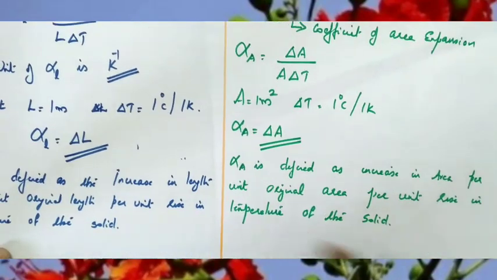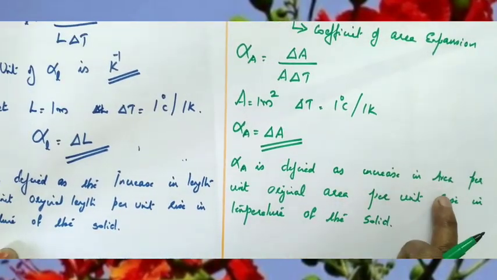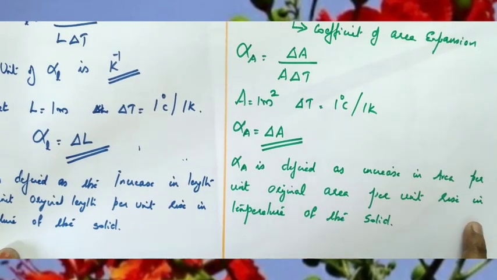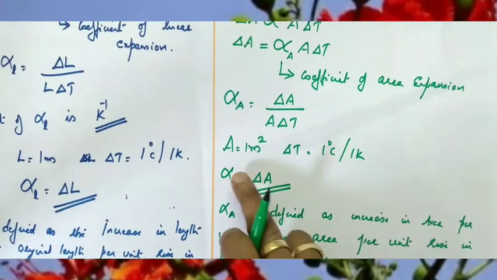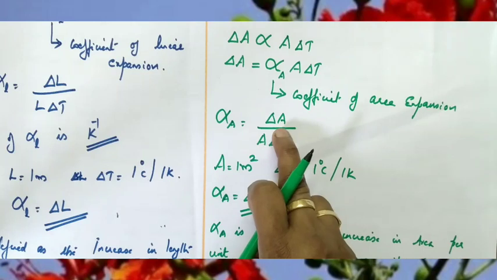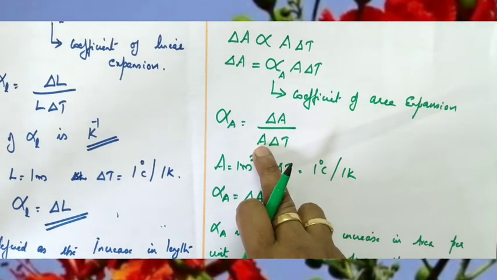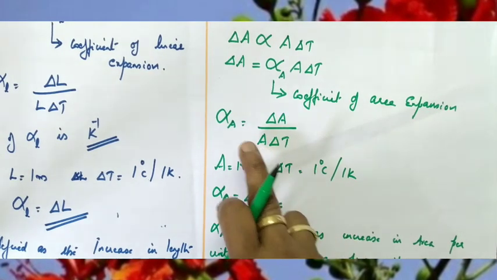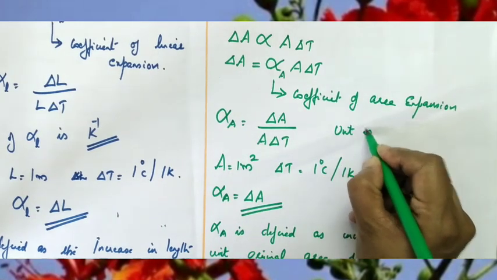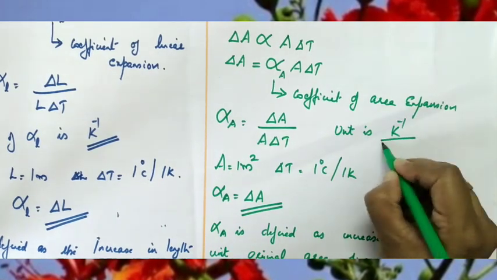Hence the coefficient of area expansion is defined as the increase in area per unit original area per unit rise in temperature. Clear? Now what is the unit of the coefficient of area expansion? Same as for linear expansion. Delta A by A, the meter square cancels, and the SI unit of the coefficient of area expansion is Kelvin raised to -1. Okay children.